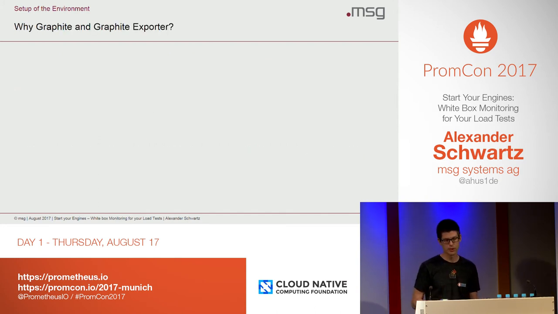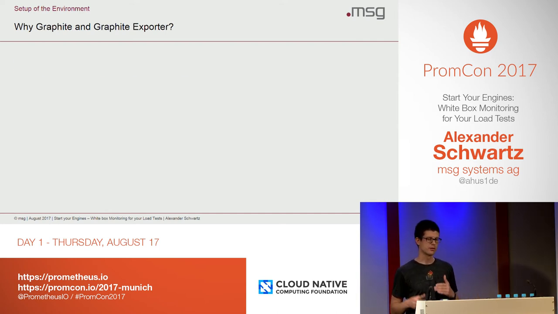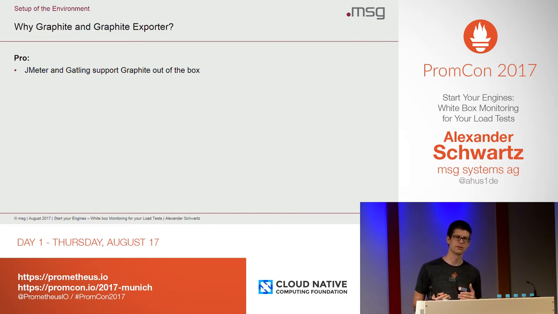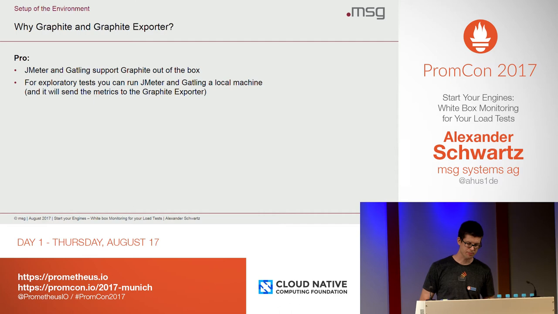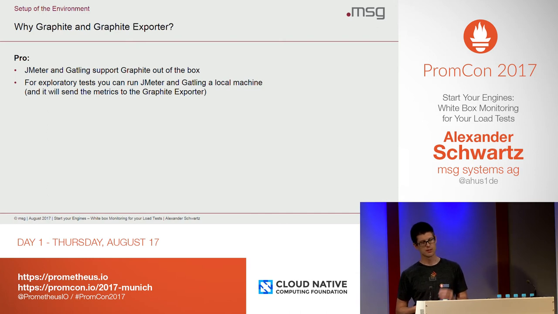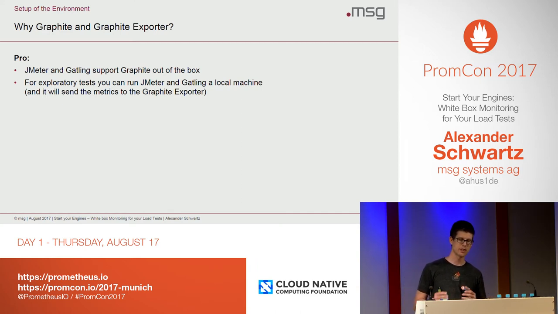So then, you might ask, why are we using Graphite and the Graphite Exporter? Well, we're not using Graphite as an installation, but only the mechanism of JMeter and Gatling to export Graphite metrics. Both JMeter and Gatling support this export, and then we send them to the Graphite Exporter, which is just another exporter like any other. The good thing is, well, I know this pull and push discussion, but it's quite easy if you run this Gatling test on a local developer's machine or a tester's machine. It just sends the metrics to the Graphite exporter, and the Graphite exporter doesn't care where the information comes from.